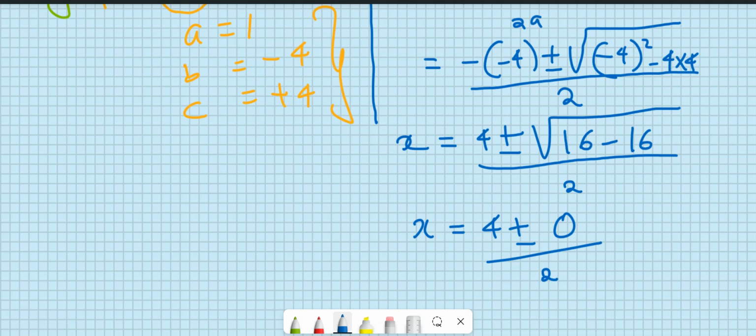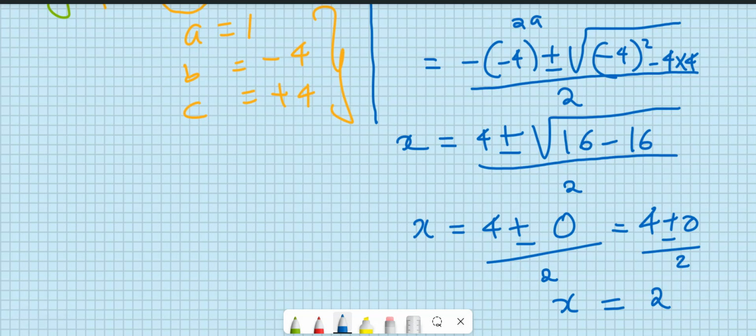Divided by 2. This will be nothing else but 4 plus or minus 0, divided by 2, which is 2, because 4 plus 0 is 4, and 4 divided by 2 is 2. So therefore x is 2. So we've solved the question. Simple as that. We are done with this question.